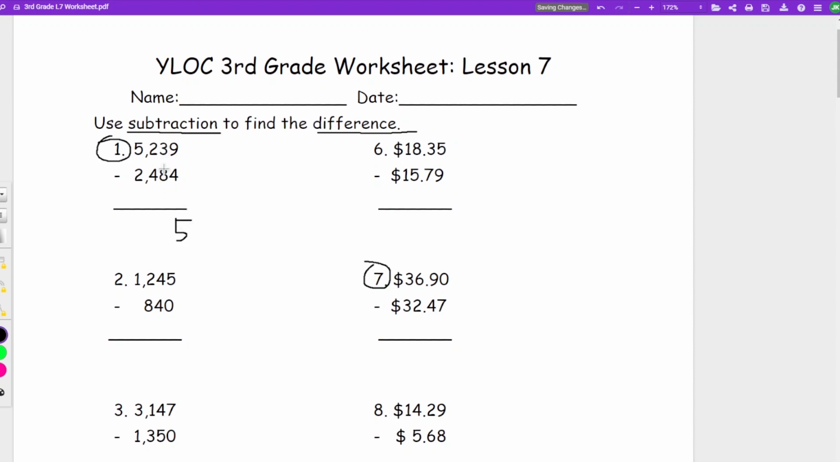3 minus 8, we can't do that, so take 1 and add a 10, so that becomes 13. 13 minus 8, that's 5. And 1 minus 4, we can't do that, so I'm going to change this to a 4 and add a 10, so that becomes 11. 11 minus 4, that's 7. And 4 minus 2 is 2. So that's our answer.